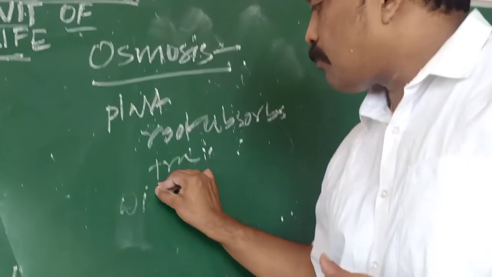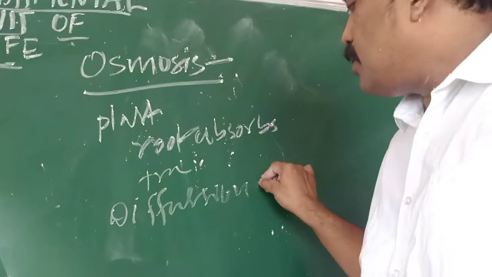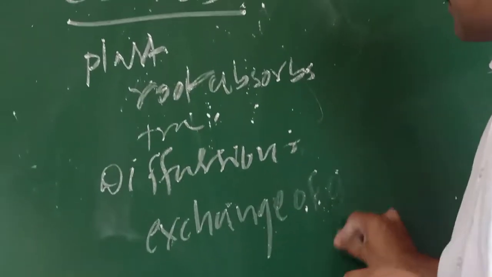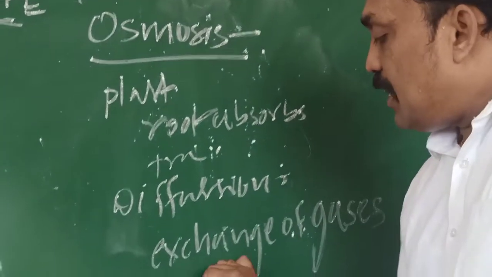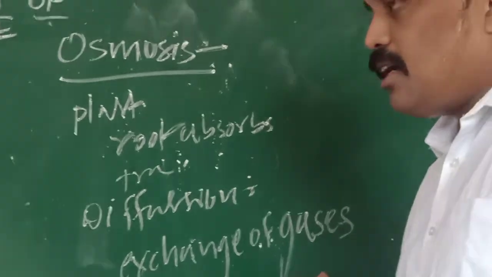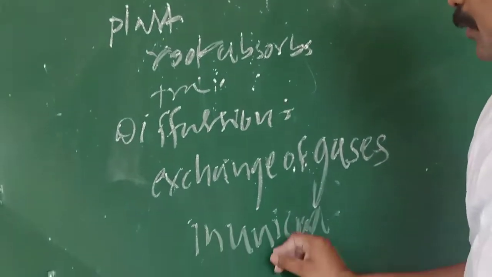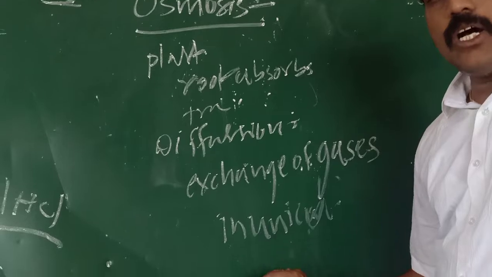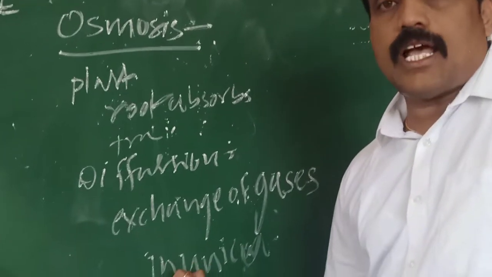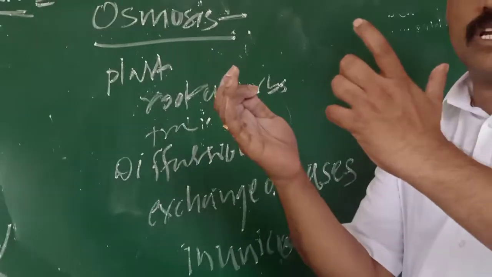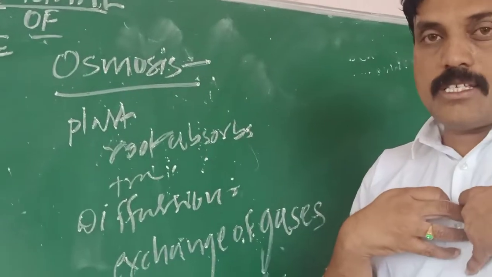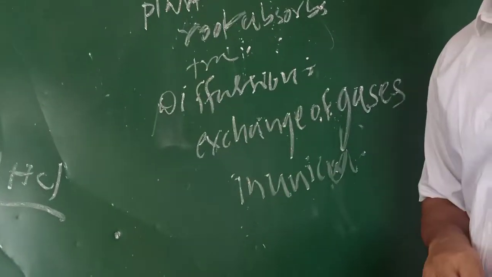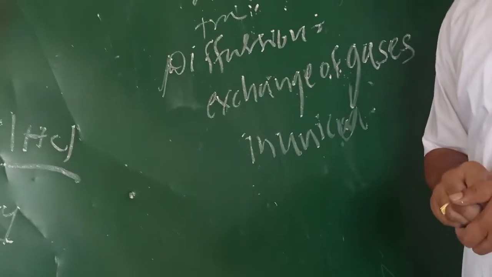And diffusion. Diffusion is useful especially for the exchange of gases, in unicellular organisms like amoeba, paramecium, vorticella, and in multicellular organisms also. How are gases exchanged? Based on the concentration of gases. For example, outside more oxygen is there, it enters into the cell. Inside the cell carbon dioxide is more, it comes outside the cell. That is called exchange of gases. Exchange of gases occurs through diffusion. Okay, thank you.